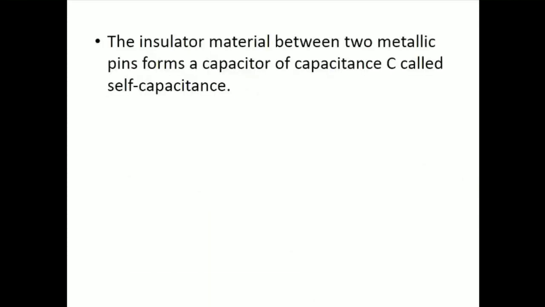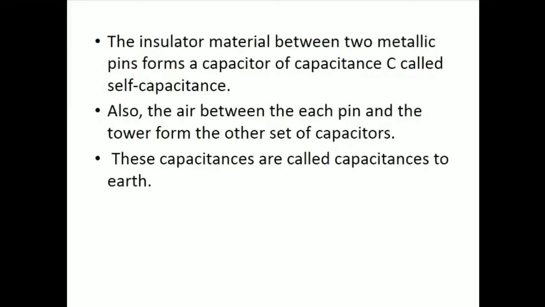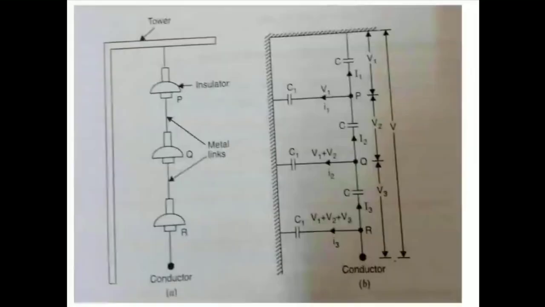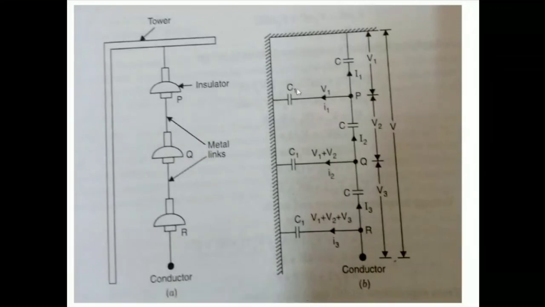The insulator material between two metallic pins forms a capacitor of capacitance C called self-capacitance. Also, the air between each pin and the tower forms another set of capacitors. These capacitances are called capacitances to earth. This is how the insulators are being placed, and you can see the equivalent capacitances: self-capacitance as well as mutual or shunt capacitance. C1 is the shunt capacitance, C is the self-capacitance. The voltage distribution is also shown.